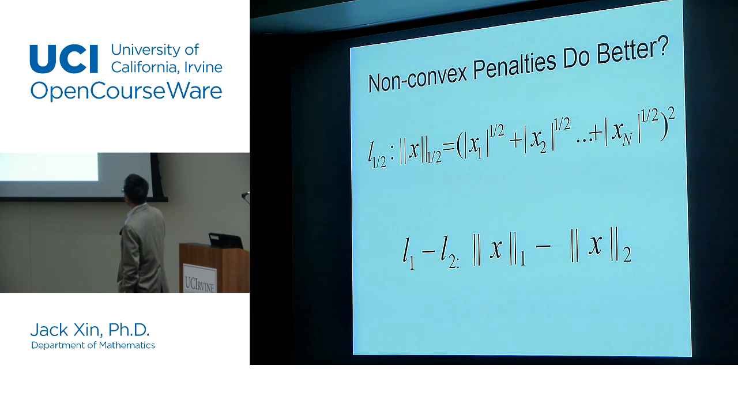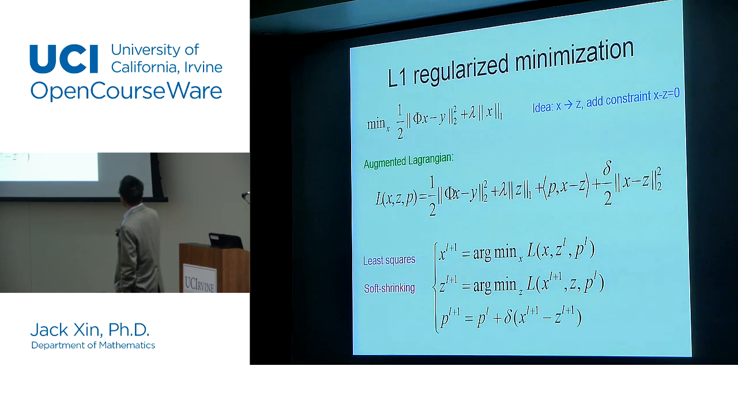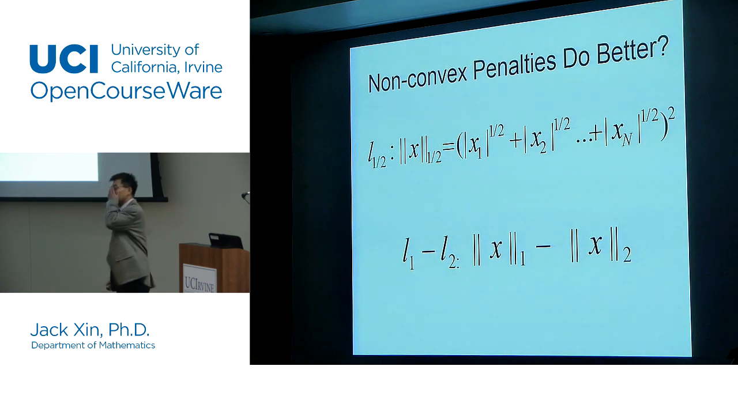This is L1. But now you ask the question, can you do better than L1 if you relax the convexity? People say, well, let's try something like a half. So you mimic the L1, you replace the 1 by a half, and then you define something called a half norm. Also, more recently in Irvine, we try something like L1 minus L2. So this is also a non-convex property.